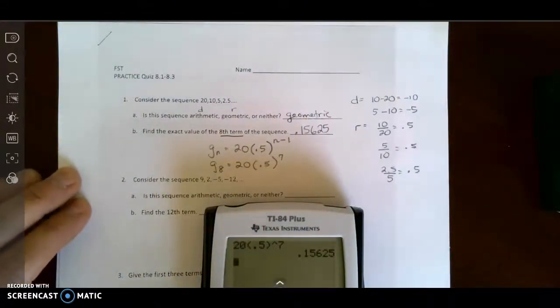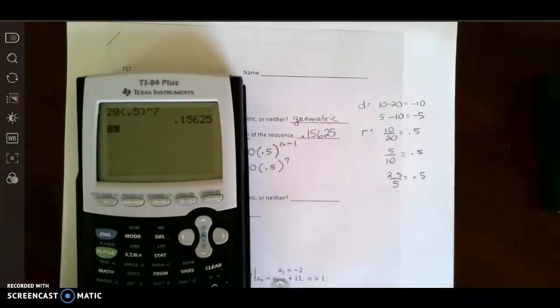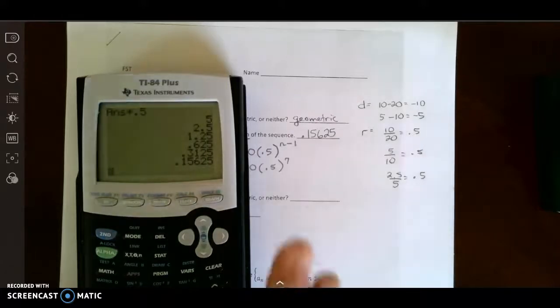If I had wanted to do it recursively, I could have said, okay, I've got 20 times 0.5, get 10 times 0.5, I get 5. Then the 2.5, that's the 4th term. 5th, 6th, 7th, 8th, and there's my 8th term. Could have done it that way as well.